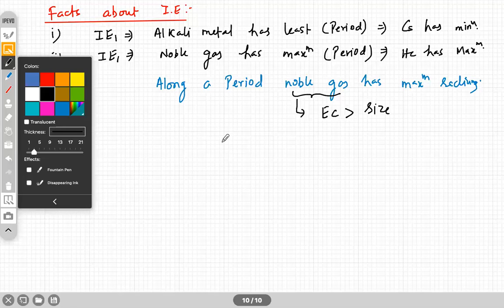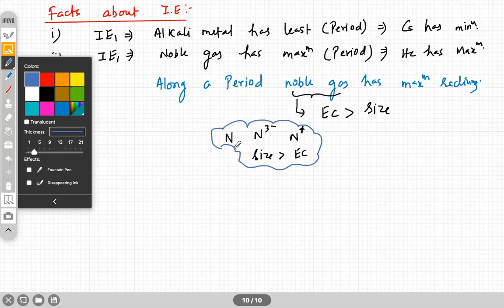But like I said, when you talk about N3- and N+, here we are not considering the electronic configuration, but we are considering the size factor, right? So I just summarize this: if you have noble gas, then electronic configuration is a major factor. If you have the same element, then size is the major factor here. I hope you understood this.